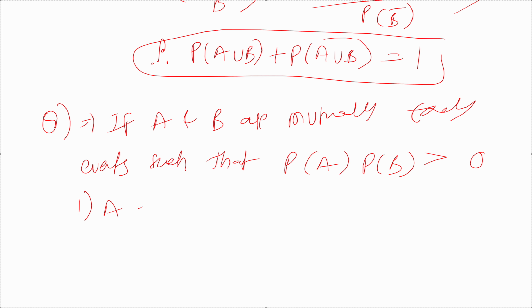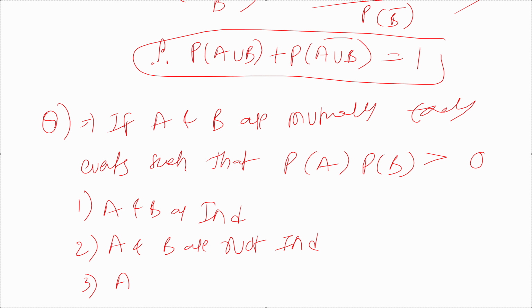First, A and B are independent. Second, A and B are not independent. Third, A is a subset of B. Fourth, B is a subset of A. Then which is correct? They asked.